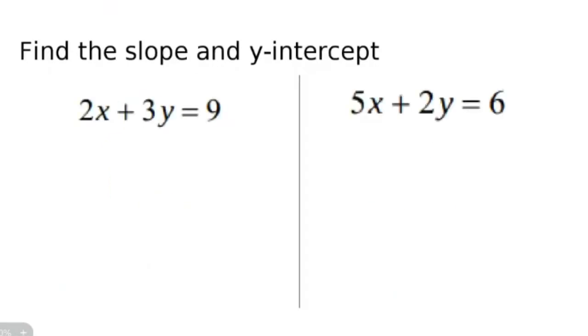Okay. Now the problems get slightly worse. If I'm asking you to find the slope and y-intercept of an equation that's not solved for y, you got to get y all by itself.